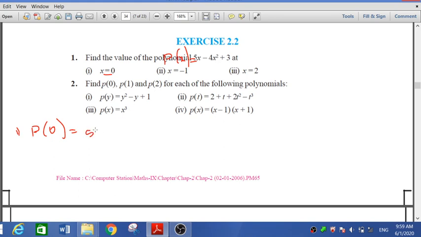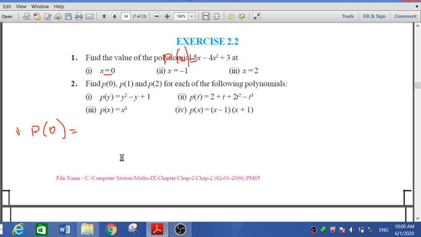So 5 into 0 minus 4 into 0 plus 3. Again remember, when you have to put x equal to 0, always the constant term is your answer. Always remember, when you put x equal to 0 anywhere, the constant term is your answer. So the answer is 3. It is too much easy. I think everyone has understood properly.